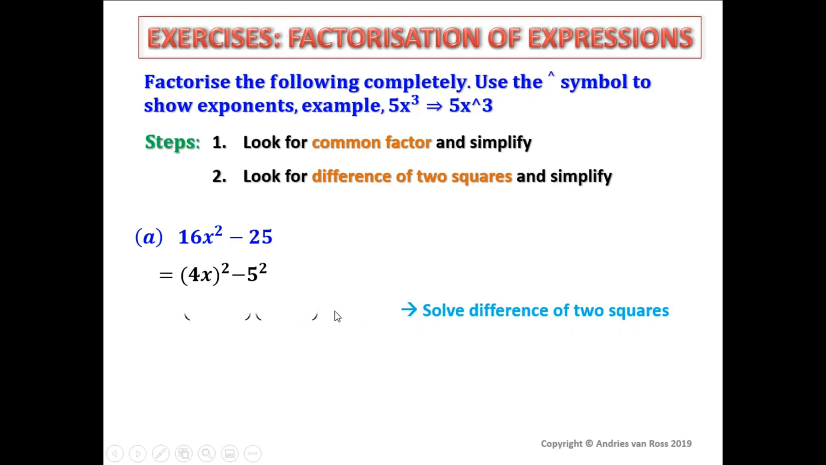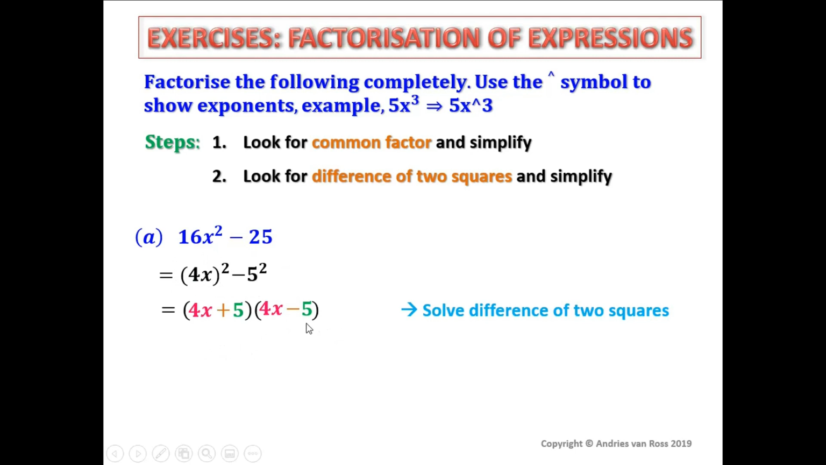How do we do that? We know we're going to have two brackets. Remember? And we're going to have a plus and a minus in the two brackets. And how do we get the terms in the two brackets? We know it's the square root of the first term, which we write in both brackets, and we take the square root of the other term and put it as the second term in the two brackets, and we know the one is plus and the other one is minus. So that's how we factorize the difference of two squares. You got that?